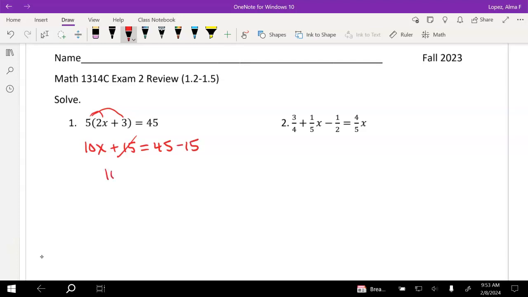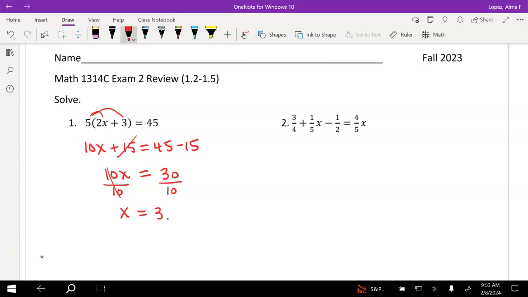Now, cleaning it up, this is 10x, my equal sign, and combine the 45 and the negative 15, which would be 30. To get the x solved for now, all I have to do is divide off the 10. And on the left-hand side, the 10's cancel, and we get x equals 30 divided by 10, which is 3.